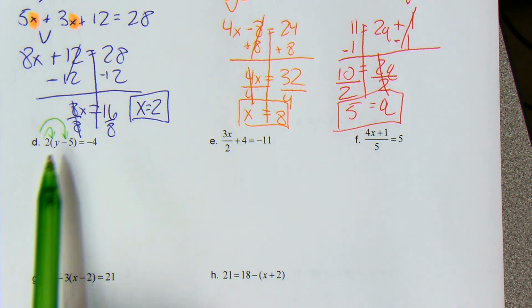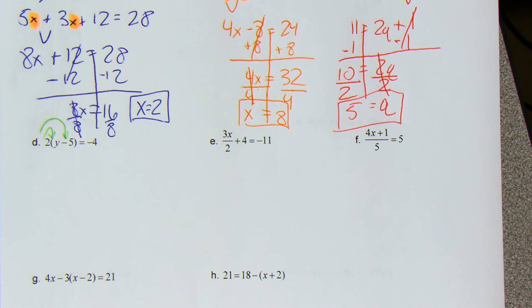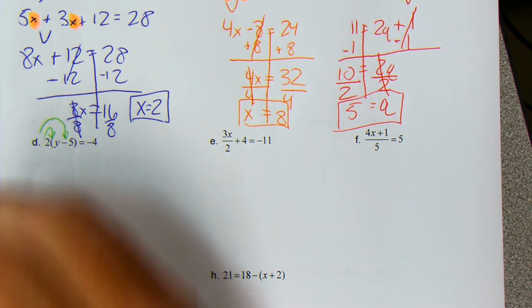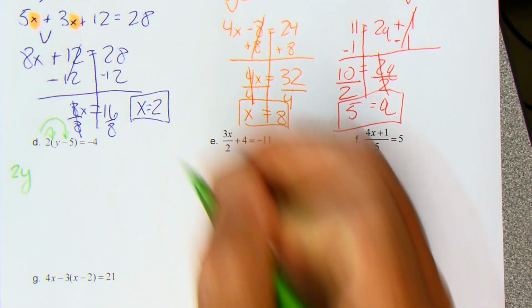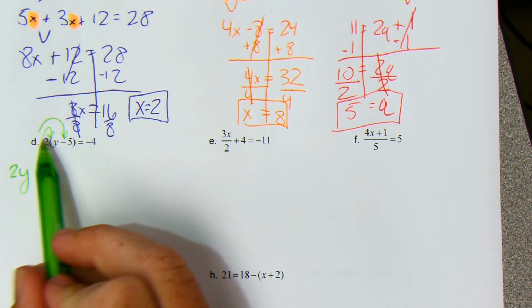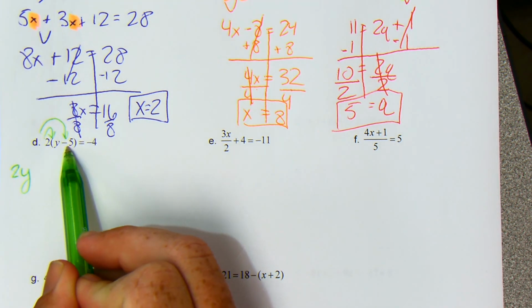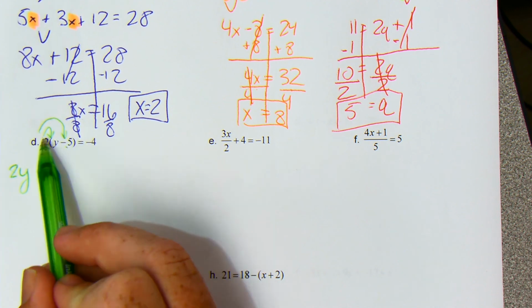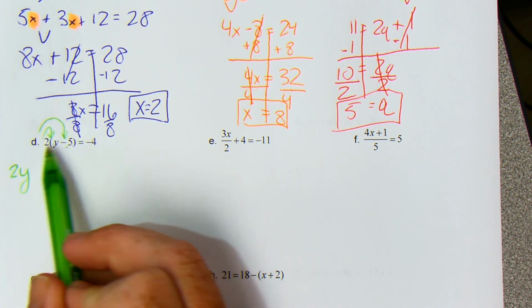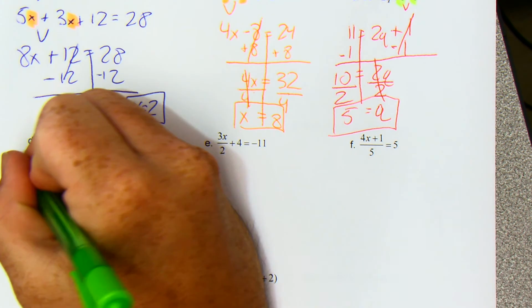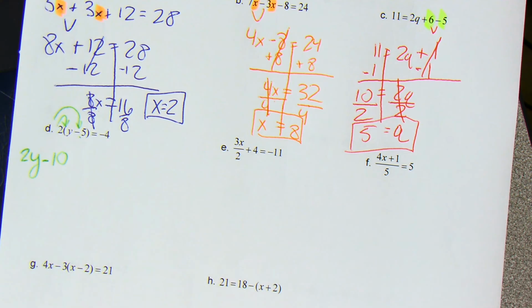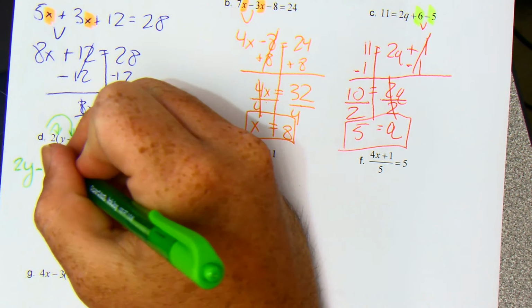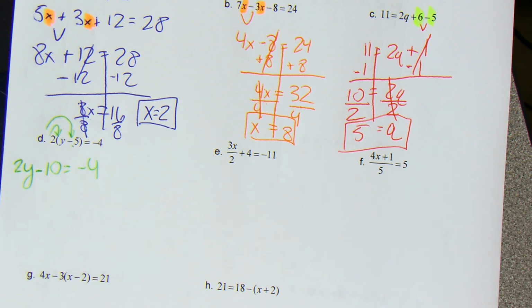Okay, so first I need to distribute this 2 into the y. So I'm going to do 2 times y, which would give me 2y. Then I need to do 2 times -5 because the next number in these parentheses is this -5. So I need to distribute the 2 into that too. I need to multiply it by -5. 2 times -5 would give me -10. So instead of 2 times y minus 5, I have 2y minus 10, and that equals -4.